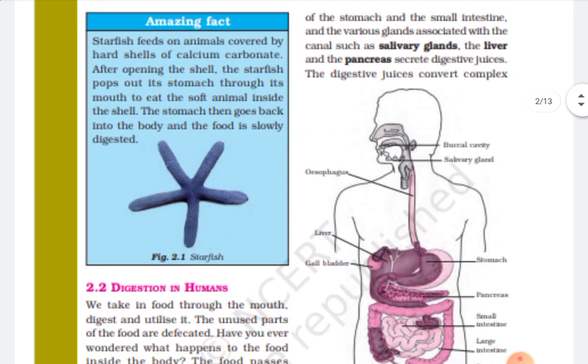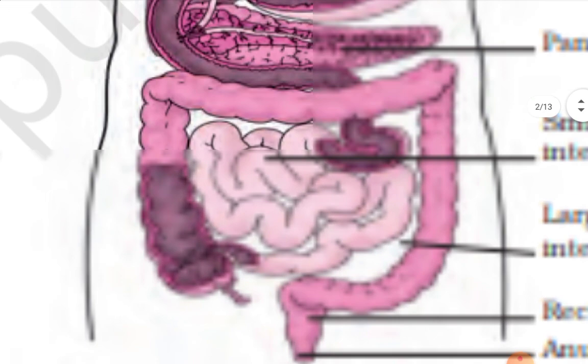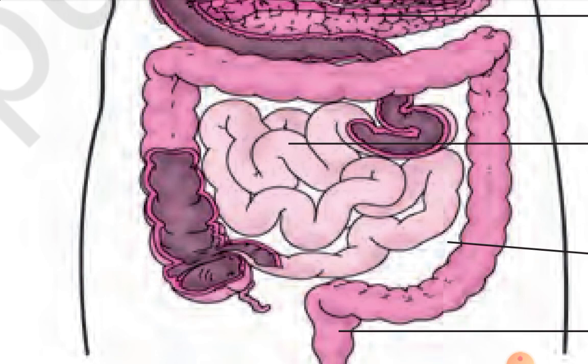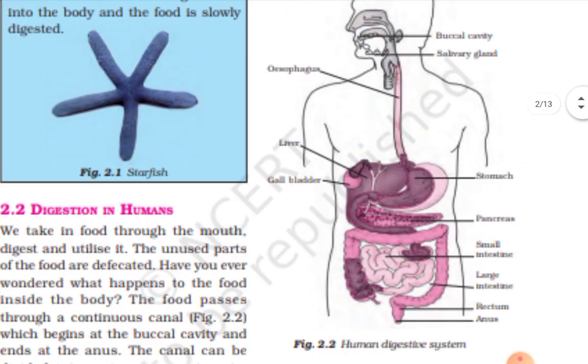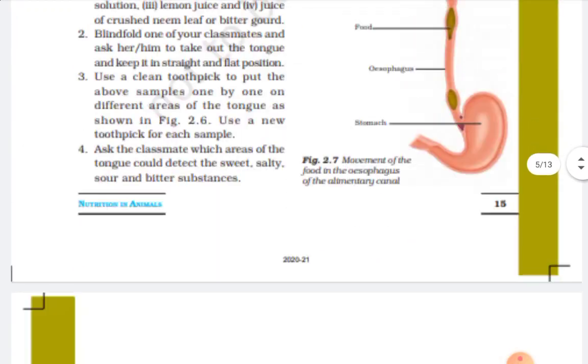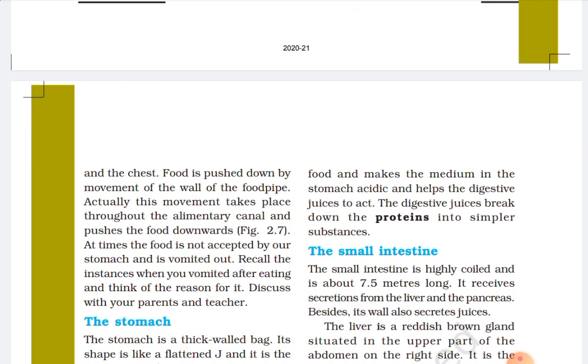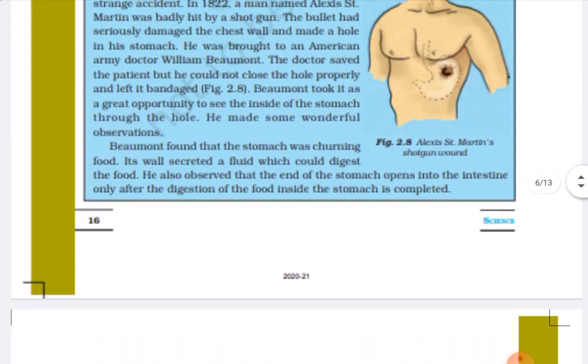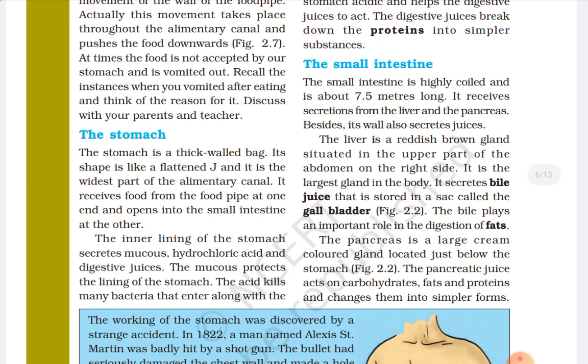Look, see this area, this coiled thing which is very coiled. It is 7.5 meters long, the length of a large room. I couldn't imagine that. If we added all the human small intestines and made a line, how long would it be? It would be very long, I could say. Where were we? Okay, intestine. The intestine is highly coiled and is about 7.5 meters long.